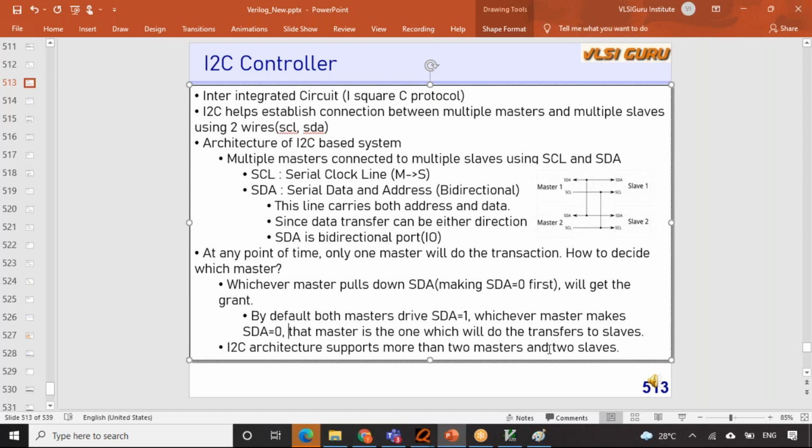The I2C architecture supports more than 2 masters and 2 slaves. This diagram is only to show the idea, because if I put 10 masters and 10 slaves, it would be a very confusing diagram. So hence we are keeping it like this. So how does this architecture look like?